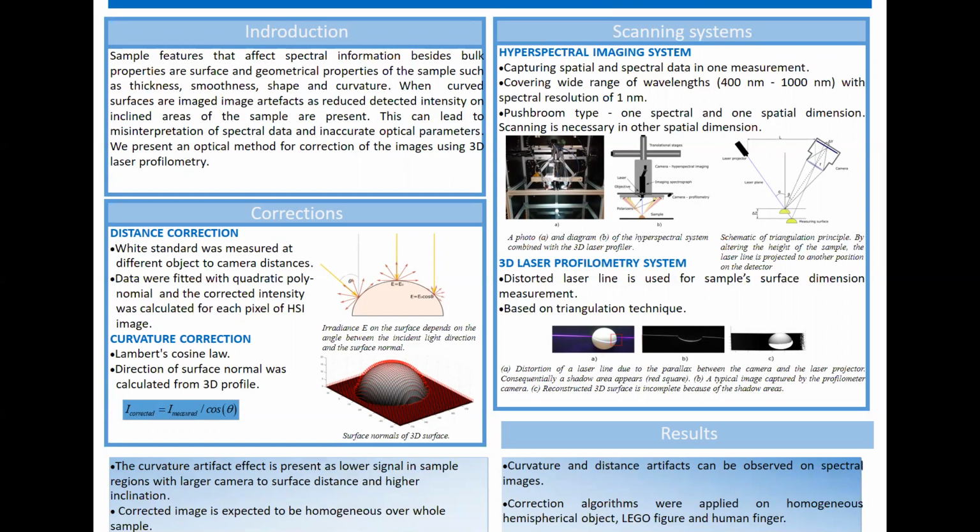To detect the three-dimensional shape of the sample, three-dimensional laser profilometry is used. As you can see on the image here, if we illuminate a curved surface, the laser line becomes distorted. With the triangulation technique, the three-dimensional surface can be extracted. The triangulation technique is shown here. By altering the height of the sample, the laser line is projected to another position on the detector. As you can see here on the C image, the surface is not complete. This is due to the parallax between camera and laser.